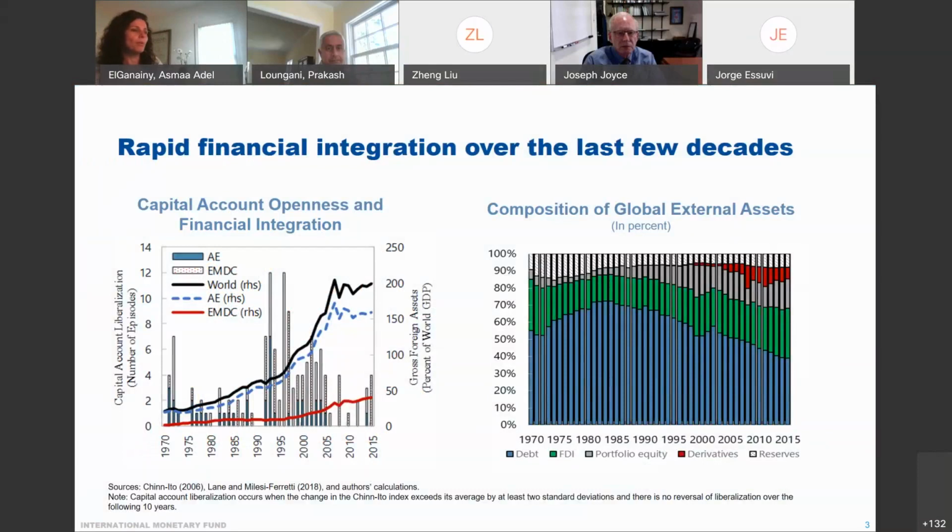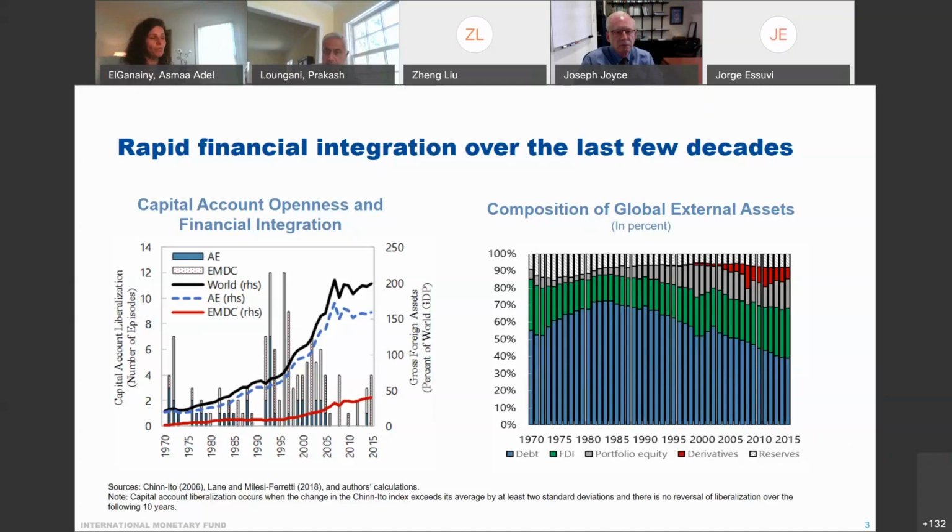All right, so here are a couple of charts showing trends in financial globalization from 1970 to 2015. The chart on the left shows episodes of capital account liberalization across advanced and emerging economies, and those are represented by the bars in the chart. The darker part of the bars point to advanced economies, and the lighter parts point to emerging markets and developing countries. The chart also has three lines, those captured gross foreign assets. The red one refers to emerging economies, the dotted blue to advanced countries, and the black solid line to the global gross foreign assets.